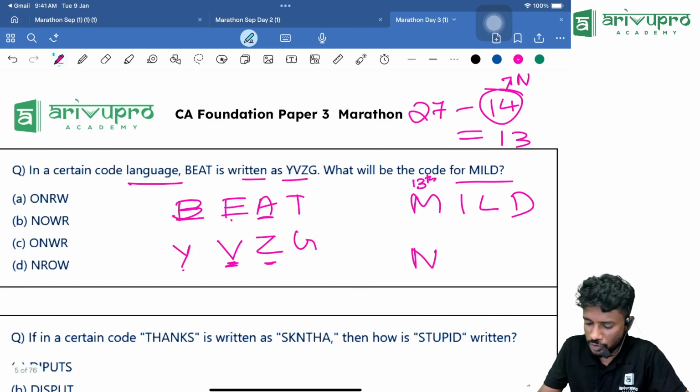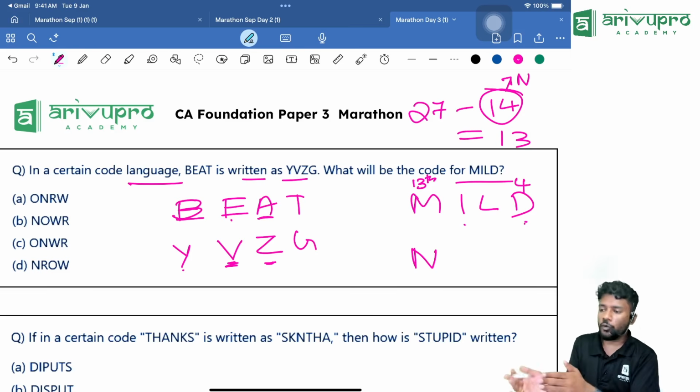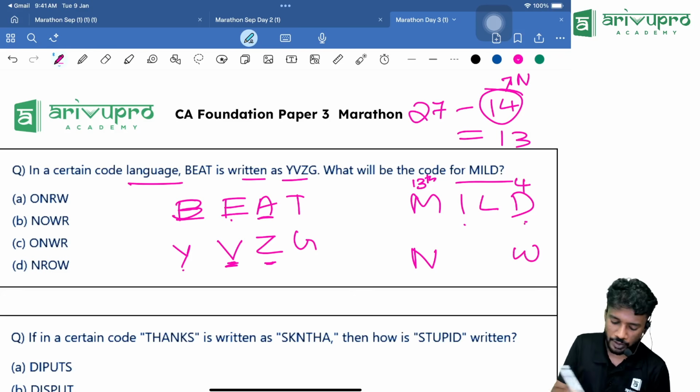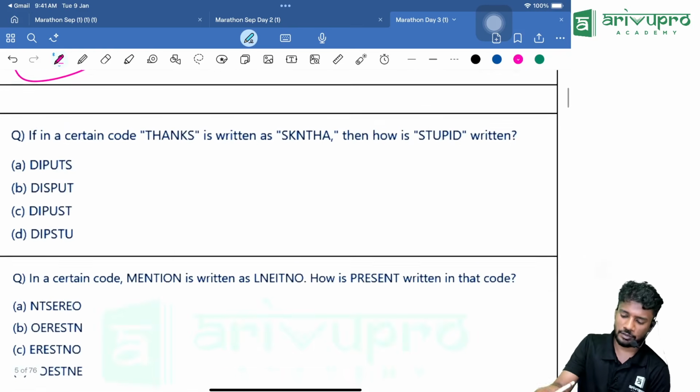Oh, one more thing we need to check. Then D is there. We will check the D. D is fourth from the forward position. Who is fourth from the backward position? W. So D is your answer. Got it?